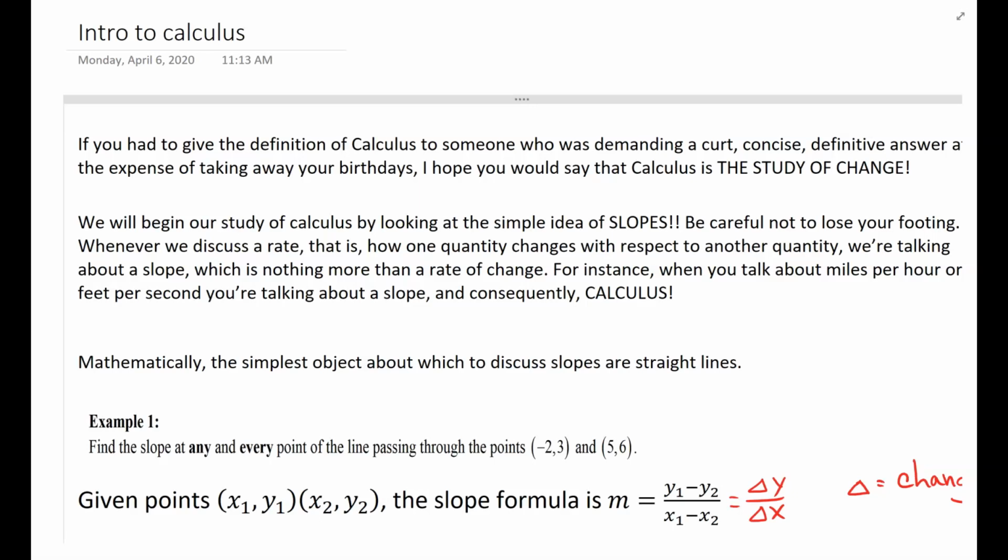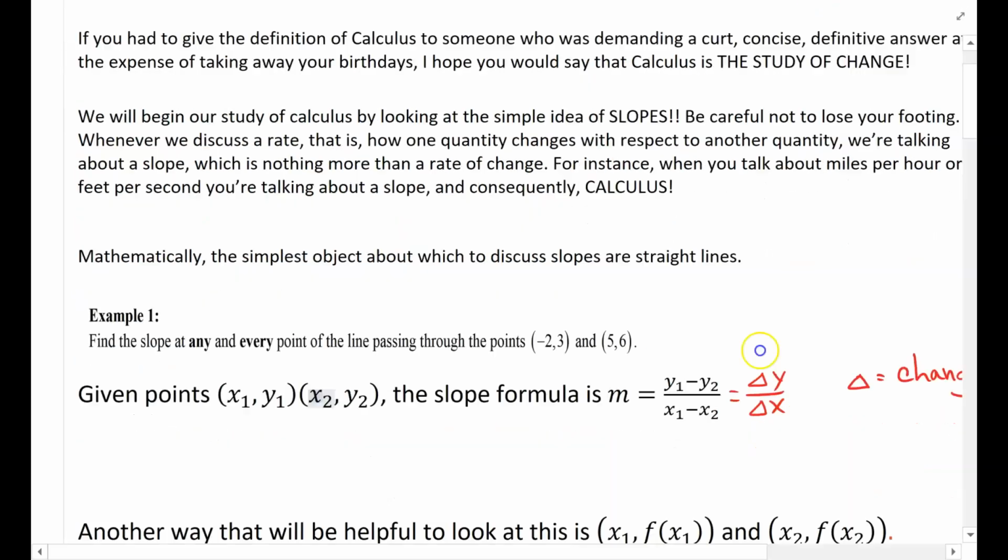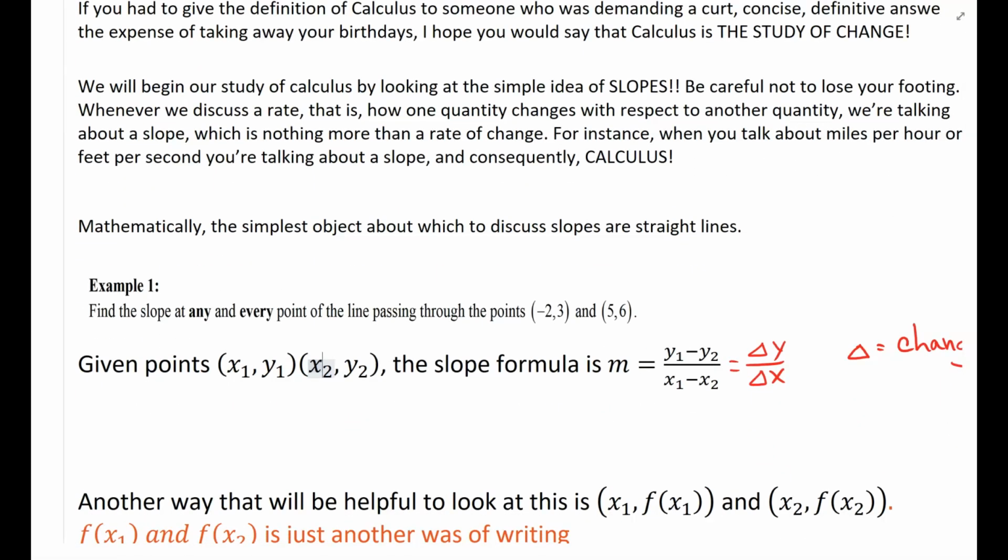Be careful not to lose your footing whenever we discuss a rate, that is, how one quantity changes with respect to another quantity. We are talking about a slope, which is nothing more than a rate of change. For instance, when you talk about miles per hour, feet per second, you are talking about a slope, and consequently, we're talking about calculus. Okay, so mathematically, the simplest objects about which to discuss slopes are straight lines.